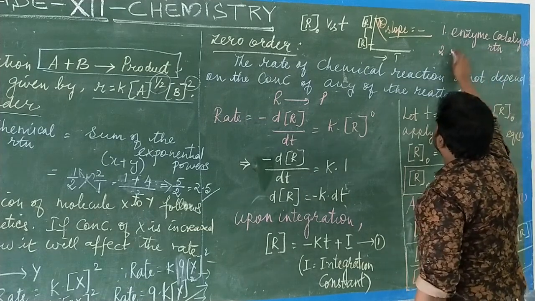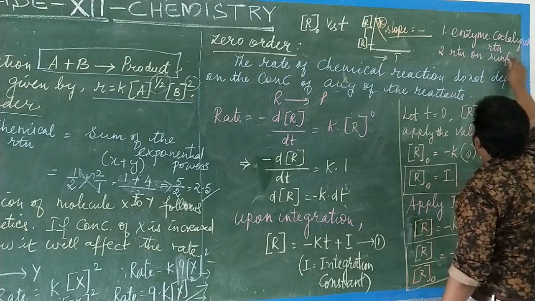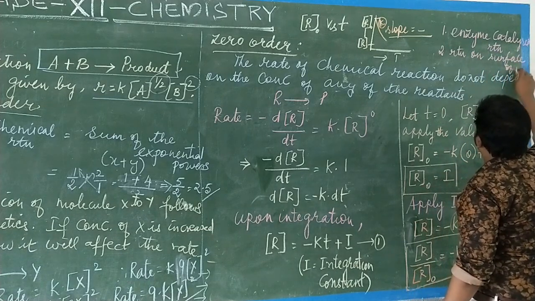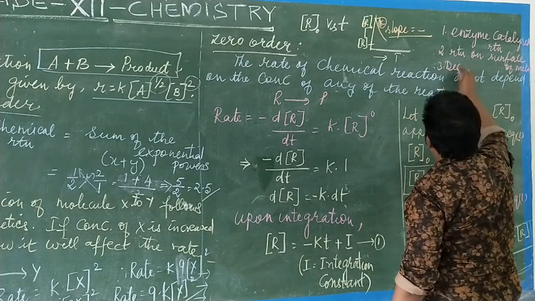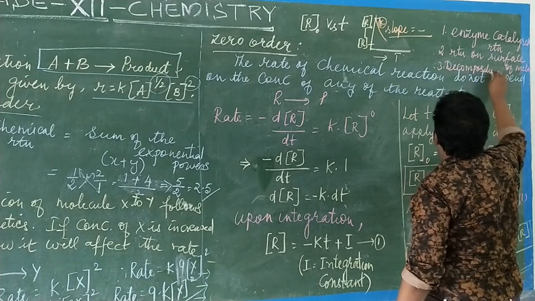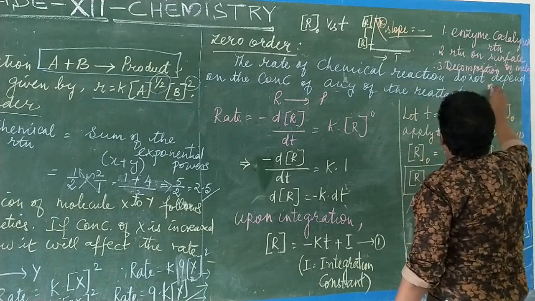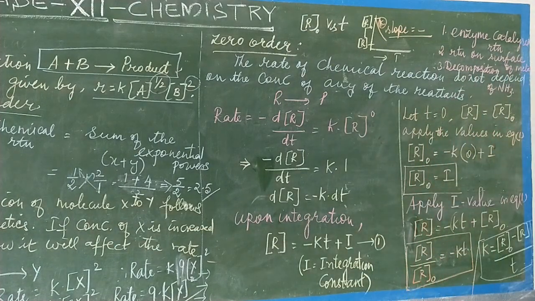The second one is the reaction taking place on the surface of a metal. The surface area will be high, so the surface of a metal. The third one is decomposition of ammonia in the presence of platinum. Decomposition of what? Ammonia is a very good example. Okay, so this is about zero order kinetics.